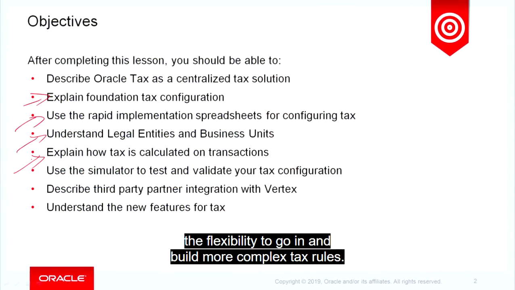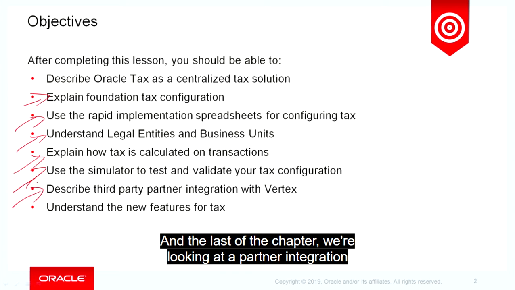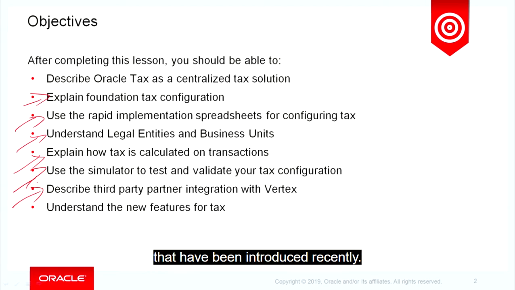And in the later chapters, you'll see that gives you the flexibility to go in and build more complex tax rules. We're then going to talk about the tax simulation. Tax simulation, best practice, if you're building anything, test it before you release it to apply to your transactions. And the last of the tax chapter, we're looking at partner integration through Vertex Cloud and some of the new features that have been introduced recently.